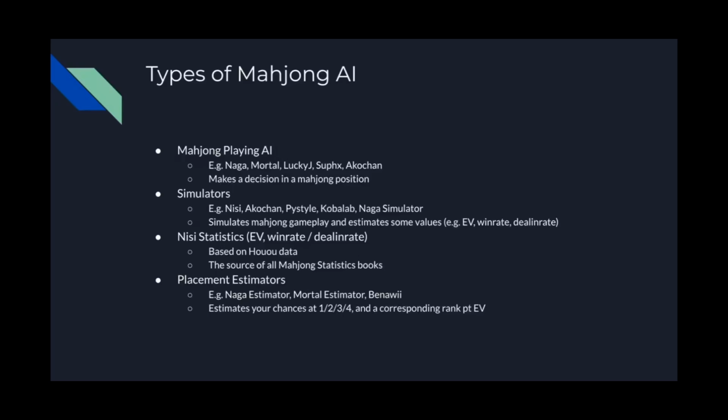Another type of AI would be Nisi statistics. These are basically all taken from the Nisi simulator, and they are based on Ho data. And if you read a Mahjong statistics book, you will see some of these stats. And then the last one I have is placement estimators. So a placement estimator basically you put in, for the start of your round, your score and your opponent's scores, and it estimates if you're going to get first, second, third, or fourth at the end of a round. And there are a few of these: Naga estimator, the Mortal estimator. There's one called Benawii, which we will look at.